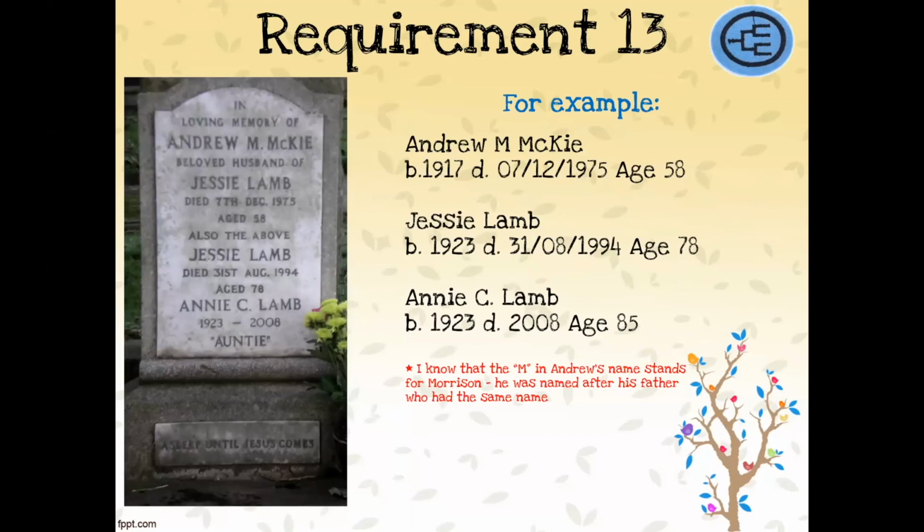The other one that I read out to you earlier, Andrew M. Mackay, as I say, you can work out what year he was born from when he died and what age he was. Jessie Lamb, what year she died, and the age gives you more or less when she was born. And then Annie C. Lamb, also it tells you the year she was born and the year she died. And so you can work out from that how old she was.